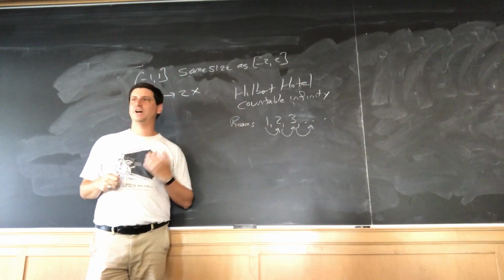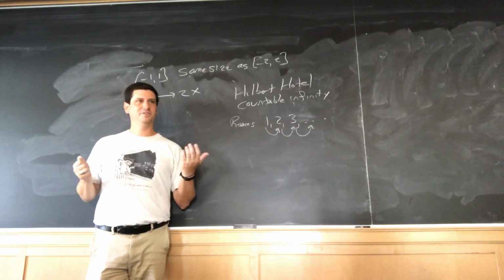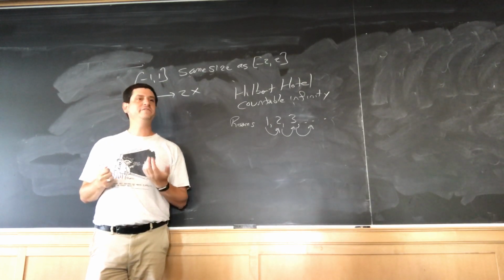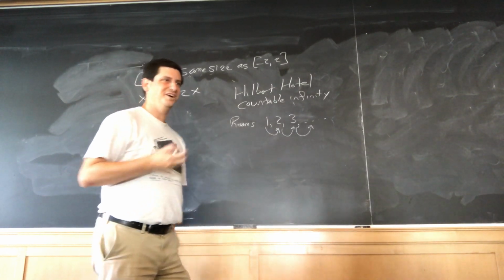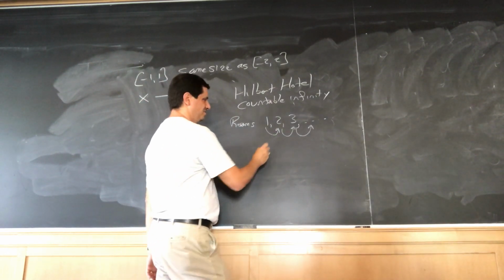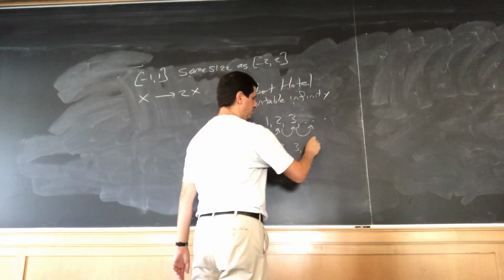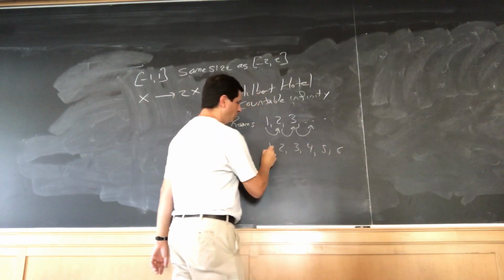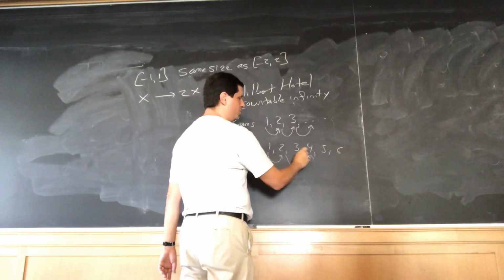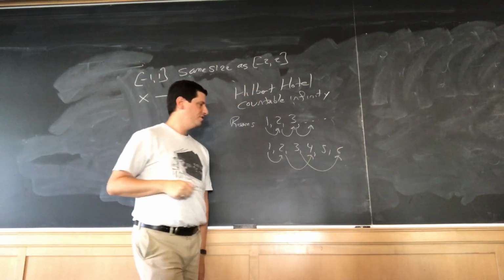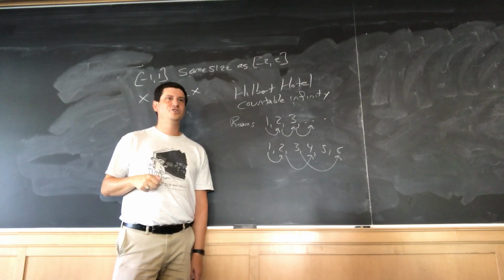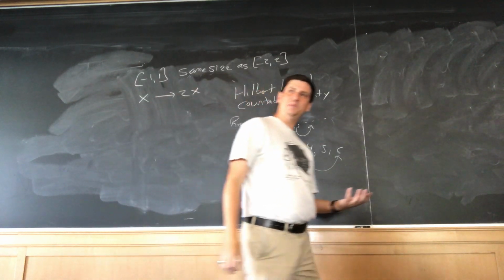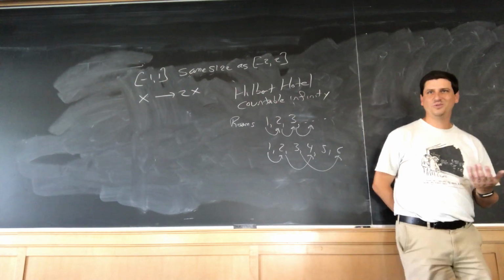Could you handle 2 people arriving? Yeah. Could you handle infinitely many people arriving? Yeah. By giving them the even rooms. So you would move 1 to 2, you would move 2 to 4, you would move 3 to 6. And if you do that, you'll free up all the odd rooms. So you could actually handle infinitely many more people showing up. It's a wonderful hotel.